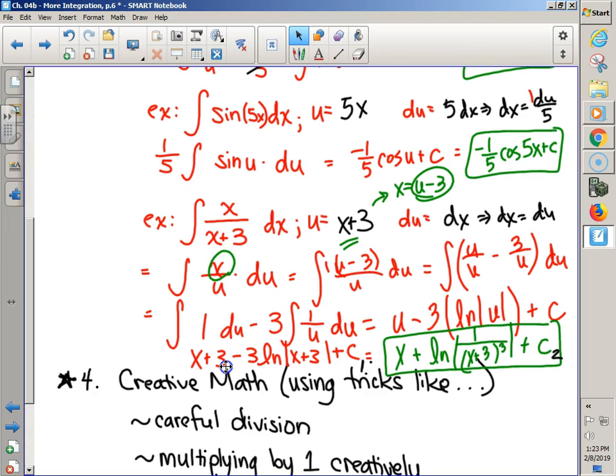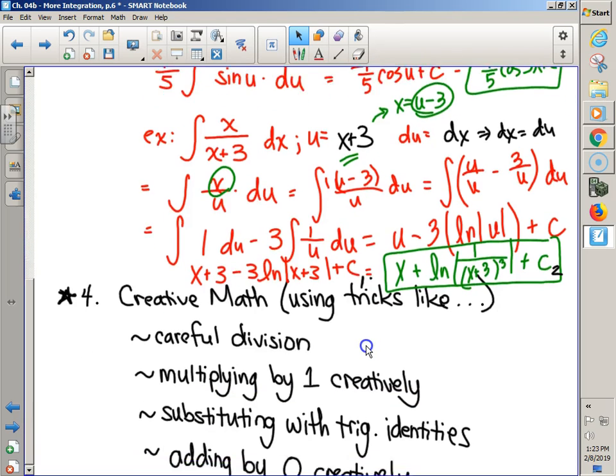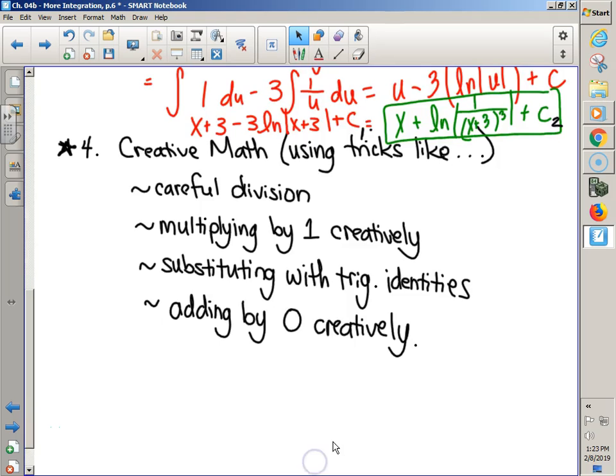That kind of makes sense. Constant plus a constant is a new constant. So what's going on down here with creative math?